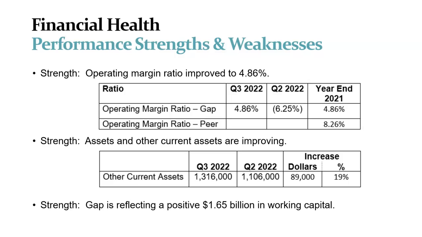A third strength is that Gap is sitting on a positive $1.65 billion in working capital. Working capital is an important financial measurement of liquidity as it demonstrates that Gap is in a position to cover current short-term liabilities such as payroll and accounts payable.